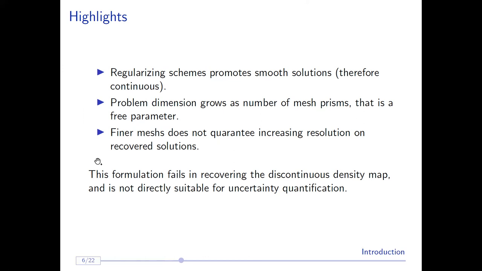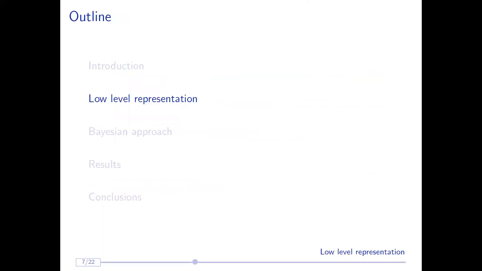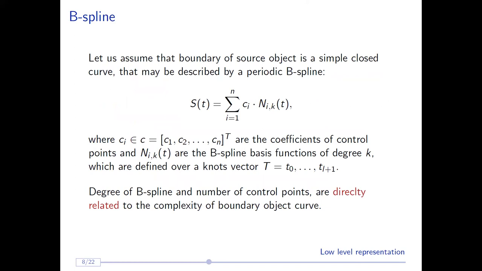So to address these problems, we propose what we call a low-level representation. As a first step, we observe that the boundary of the object can be described by a periodic B-spline curve like this. In this parametric representation, we have some parameters C sub i that are known as control points, and we have here the B-spline basis function, which also has a degree. The idea is to focus on recovering the boundary of the object, instead of recovering the entire density map. And that's one of the points.